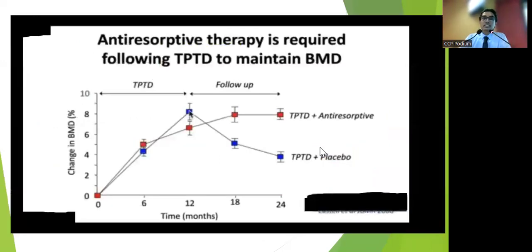But the problem is, if we start them on anabolic agents like teriparatide, once we stop that, we have to continue an anti-resorptive agent as sequential therapy, because otherwise they will have gradual reduction in bone mineral density. So to preserve these bone mineral density gains, we have to continue an anti-resorptive agent once we stop teriparatide.